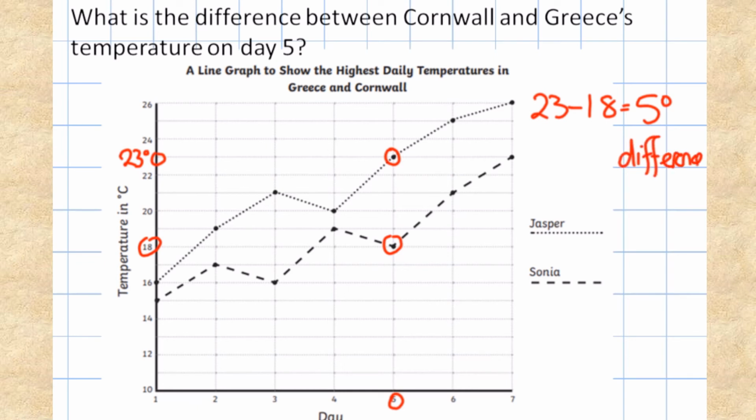And we presume that obviously the Greek weather is going to be the hotter one, because normally in the Mediterranean it is the hotter one, and the Cornish weather would be this one, which is at the bottom, which is generally cooler in Cornwall compared to Greece.